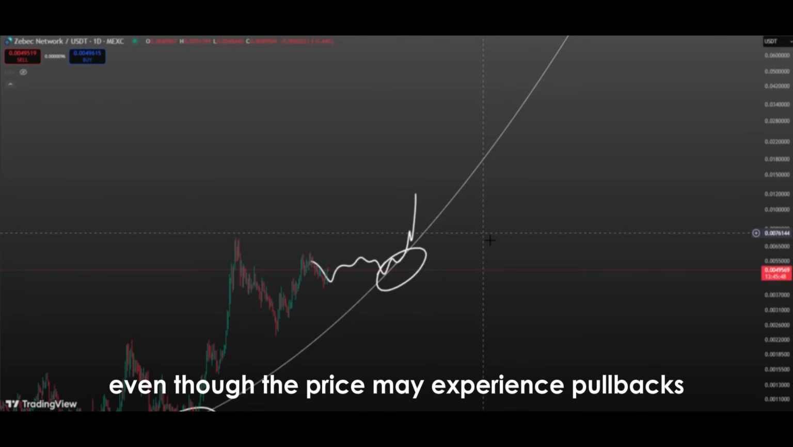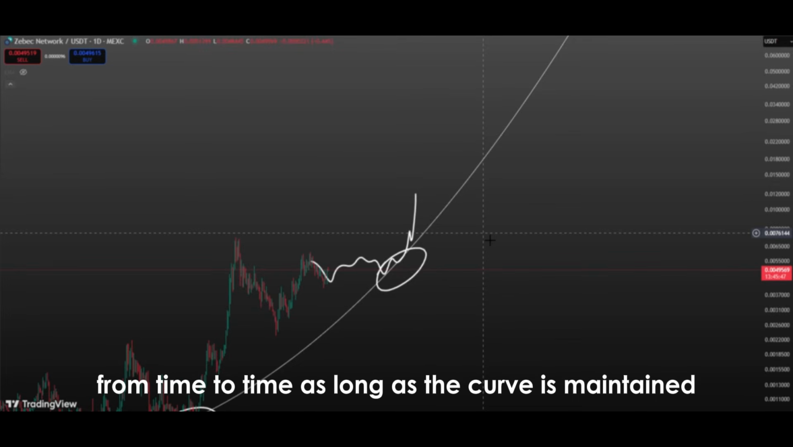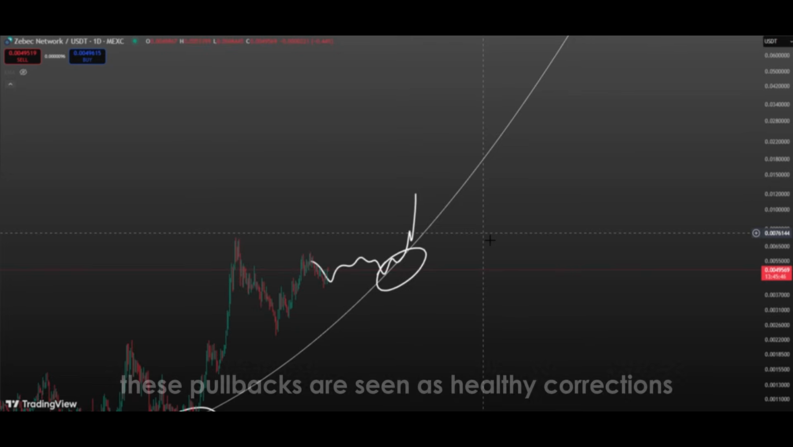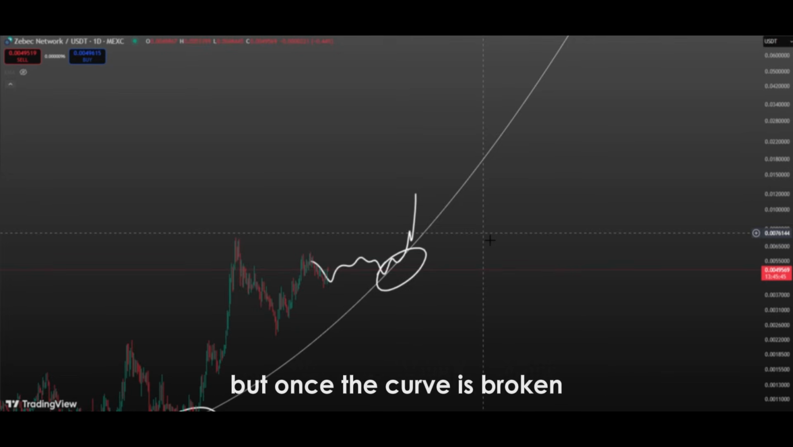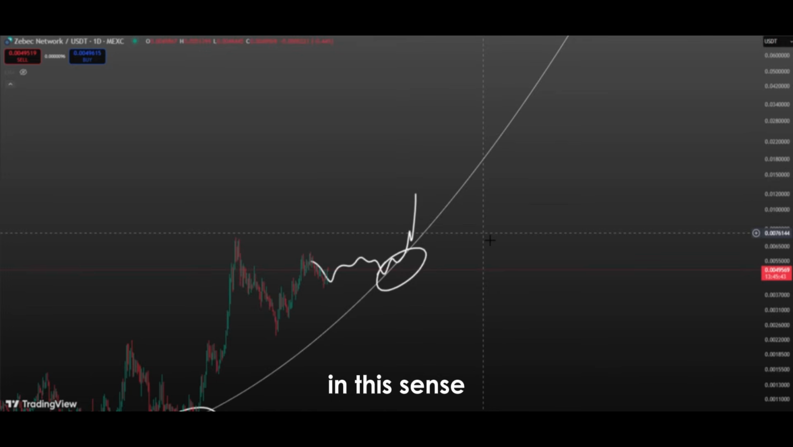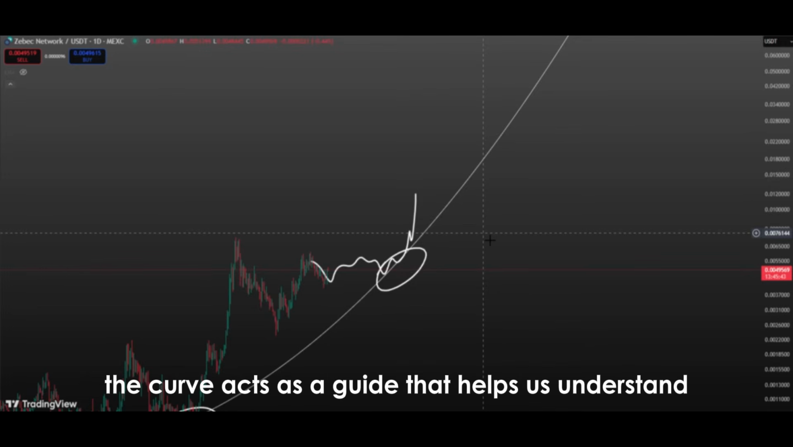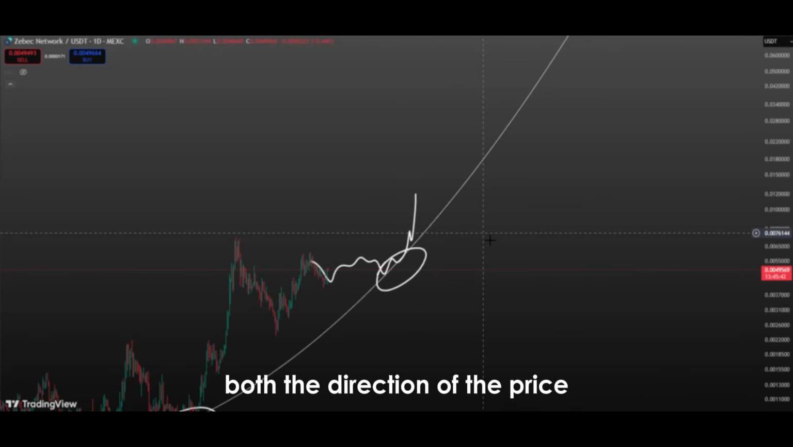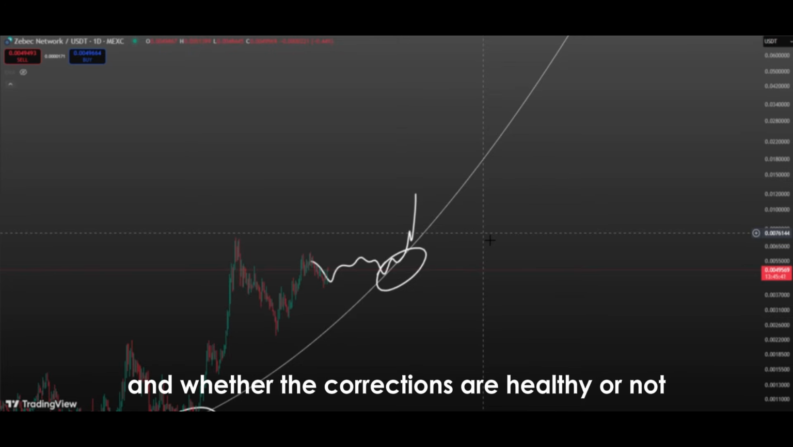In addition, such curves also make market volatility easier to interpret. Even though the price may experience pullbacks from time to time, as long as the curve is maintained, these pullbacks are seen as healthy corrections and part of the natural trend. But once the curve is broken, these corrections risk turning into signs of a potential trend reversal. In this sense, the curve acts as a guide that helps us understand both the direction of the price and whether the corrections are healthy or not.